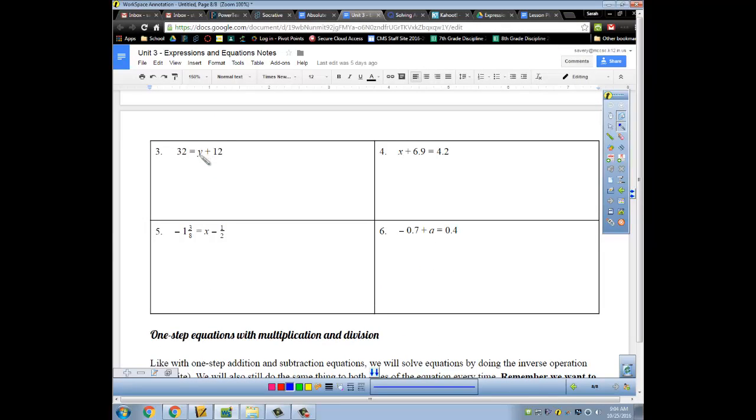Number 3, I see what's going on by my variable. I have a plus 12. The opposite of plus 12 is minus 12. So you write minus 12 on both sides. 32 minus 12 is 20. Bring down your equal sign, bring down your y. 12 minus 12 is 0, so that's gone. So your answer is y equals 20.